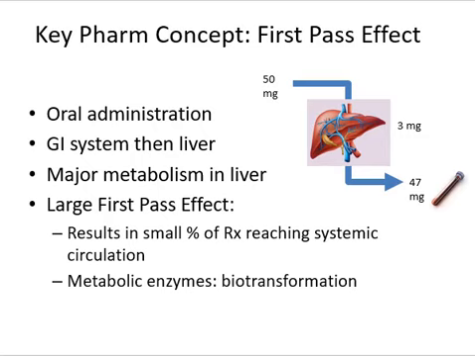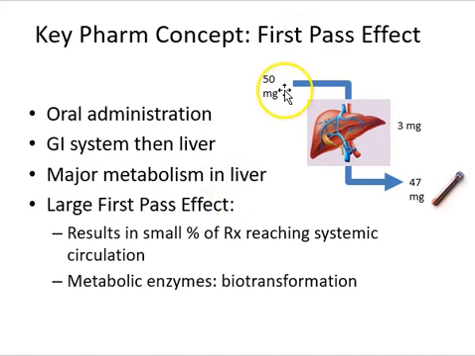So here's a key pharm concept that we need to discuss, this notion of the first pass effect, or the first pass metabolism. Generally, we're talking about a drug that is orally administered, and then because of the blood flow, we're looking at drug distribution from the GI system to the liver, and you see major metabolic effects within the liver. So what does this mean?